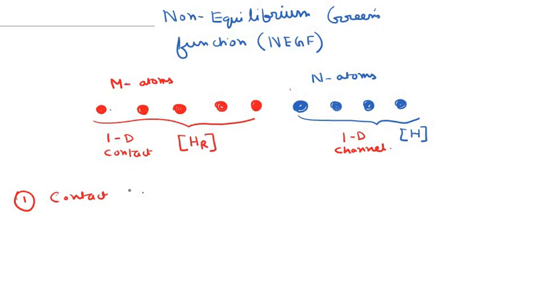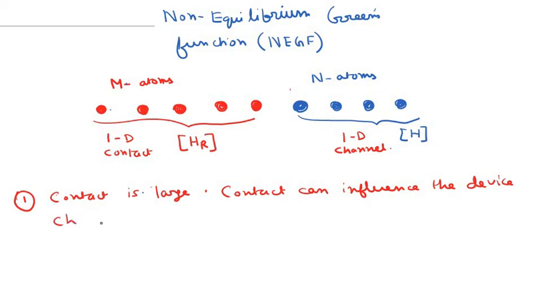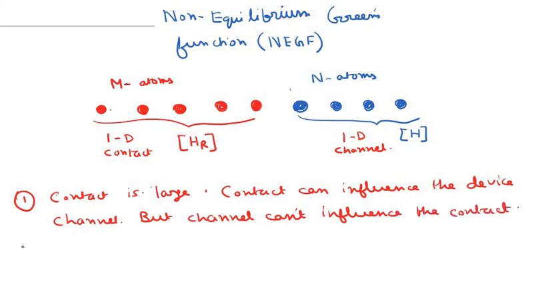So the contact is large, and the contact can influence the device channel, but the channel can't influence the contact. This is point number 1.